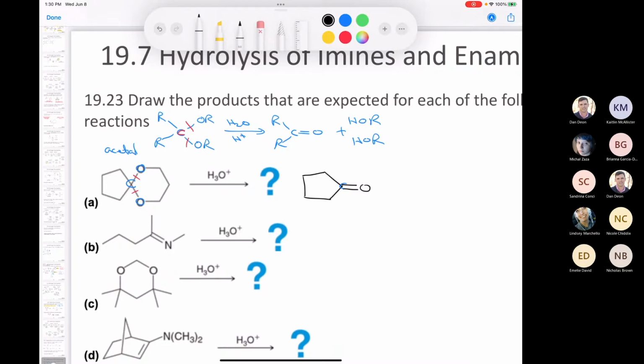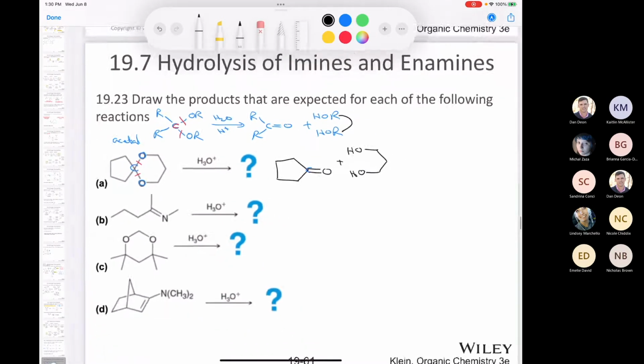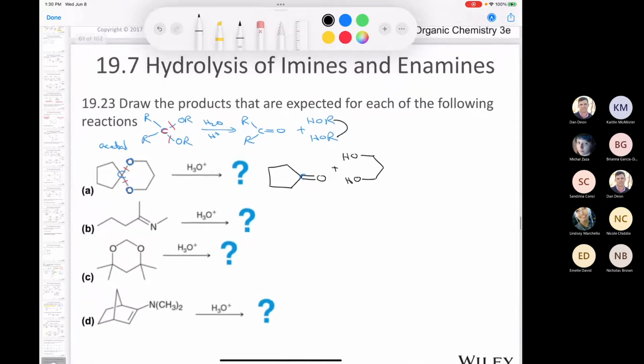And now our alcohols, they just happen to be tethered together in this specific example. So let's write our alcohols. We've got OH, then we've got CH2, CH2, CH2. And then we have the other alcohol on the same compound. So we have 1,3 pentane diol. Give me a thumbs up if you follow me on that one. The hydrolysis of that acetal.